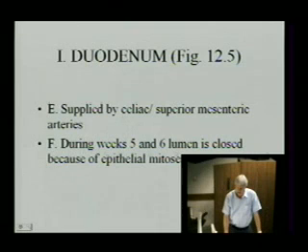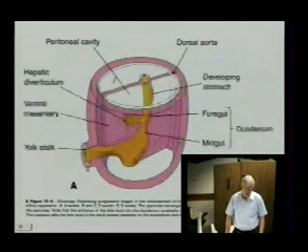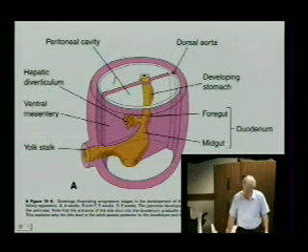So during weeks 5 and 6, the lumen is actually closed because of the epithelial mitosis. We said when we hear this, we know that there can be problems. So that'll be part of the problems that we will see emerging. So now let's take a look at some illustrations.